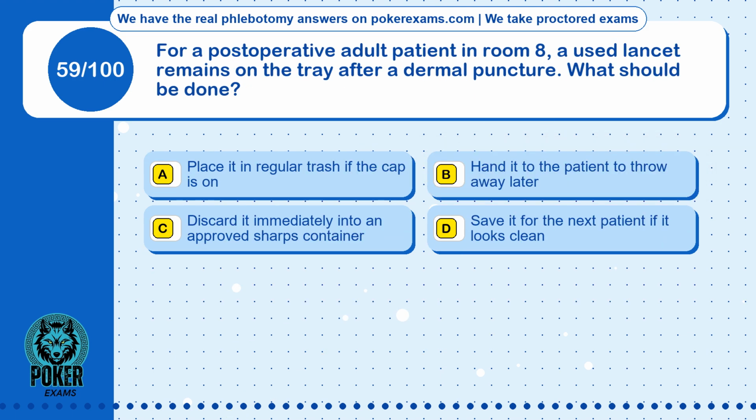Question 59. For a postoperative adult patient in room 8, a used lancet remains on the tray after a dermal puncture. What should be done? Option A. Place it in regular trash if the cap is on. Option B. Hand it to the patient to throw away later. Option C. Discard it immediately into an approved sharps container. Option D. Save it for the next patient if it looks clean.